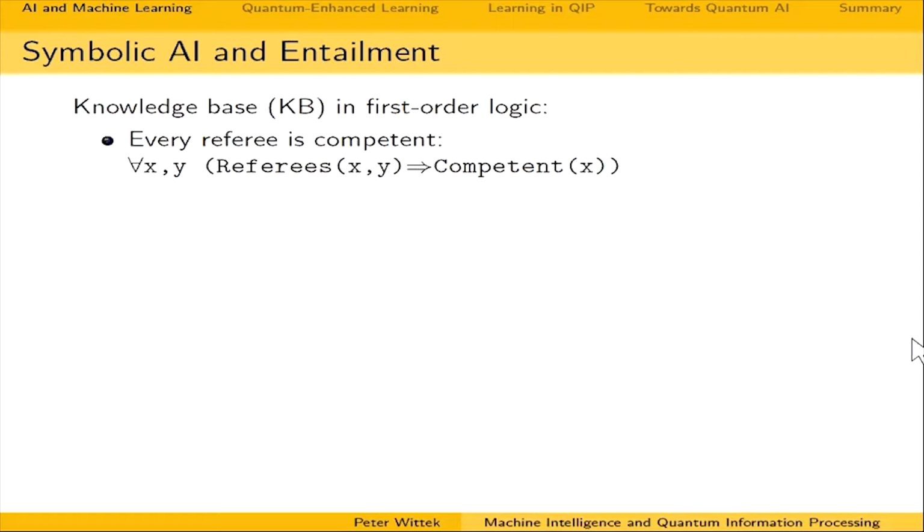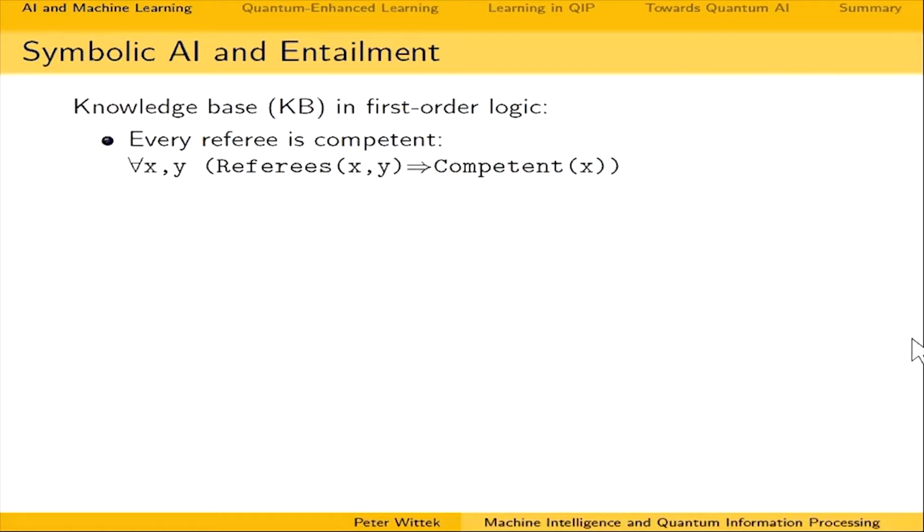You know, it's a long shot. So sometimes it's not true that you get a competent referee. But this is what we can encode, that for all x, y, this thing holds. And the reason it is called first-order logic is because you have these quantifiers over your variables, over objects. So for all x, y, that's why it's first order.